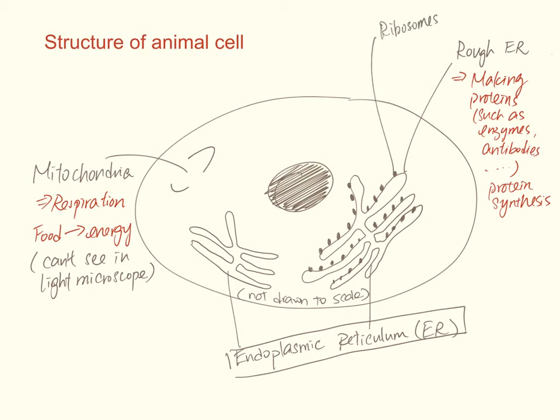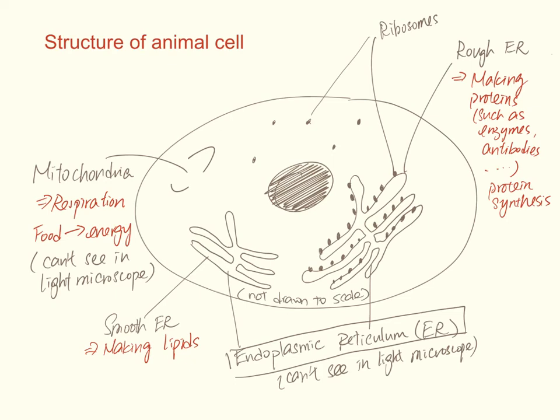The protein is actually made on these small dots called the ribosome. Sometimes they don't lie on the rough ER, but they can be found in the cytoplasm. Now next, the other type of ER is called smooth ER, which does not have the dots. It's used for making lipids.